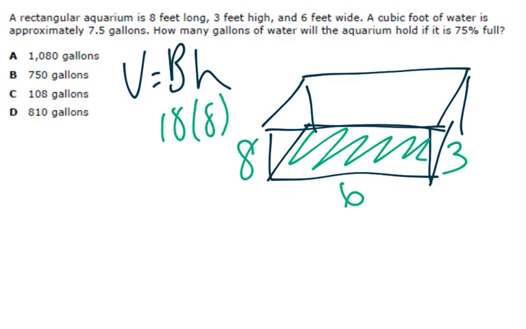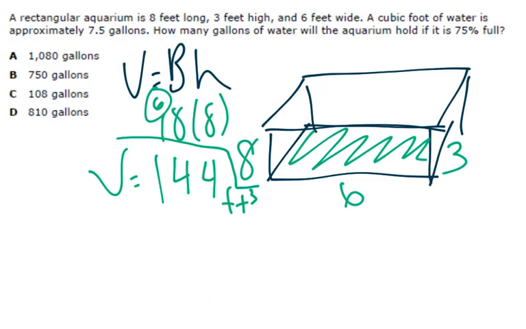18 times 8. Well, 8 times 8 is 64. 8 times 1 is 8, plus 6 is 14. My volume is 144. What were my units? Feet cubed. Okay, don't fall for it. It's not my final answer.